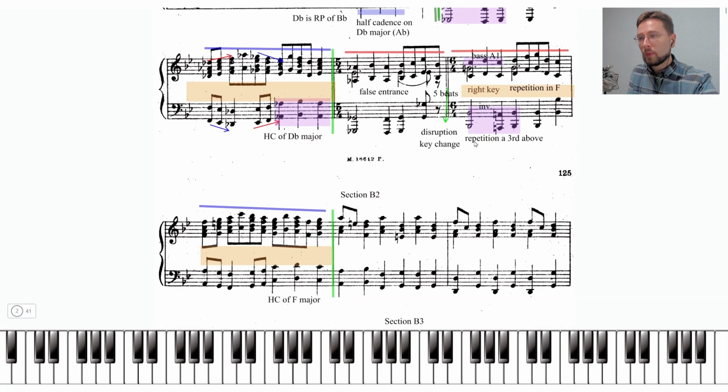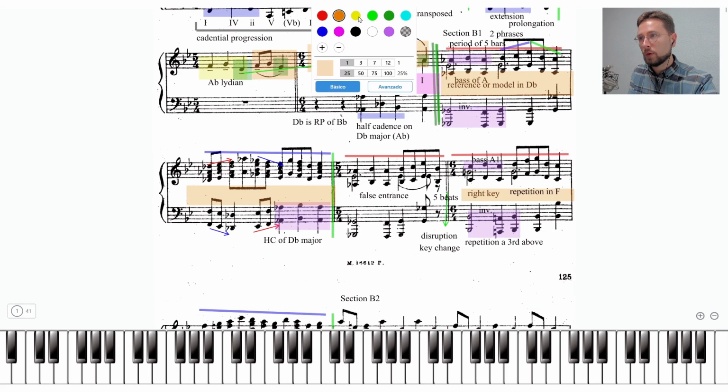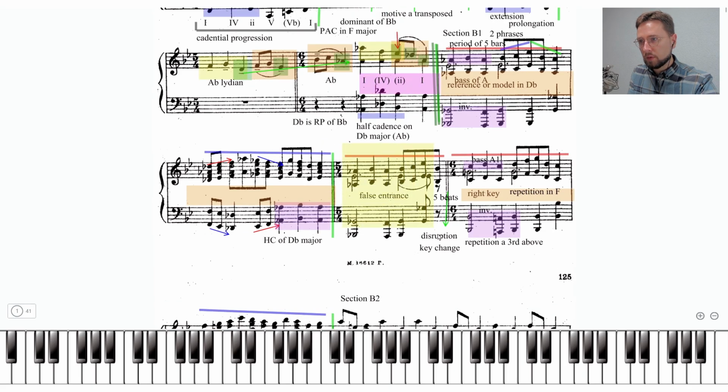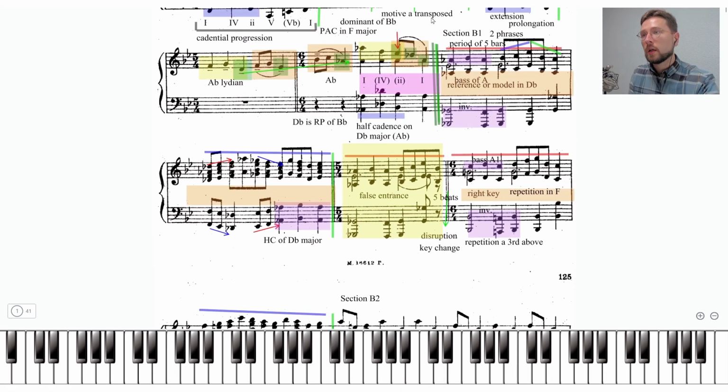So more things about this. Well, this bar, that's the disruption, so it's like the false entrance, and I would highlight it because it's shorter. It has 5 beats. It has this key change, and it's probably one of the most modernistic sounds that we have. So that's what happens. Right, harmonically we didn't analyze it, so let's briefly put it.